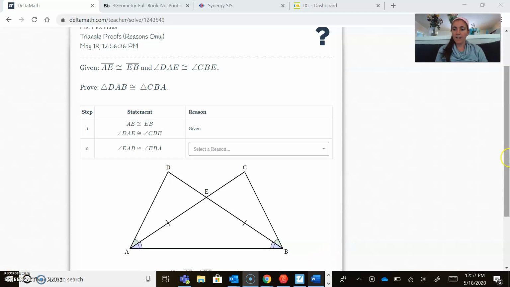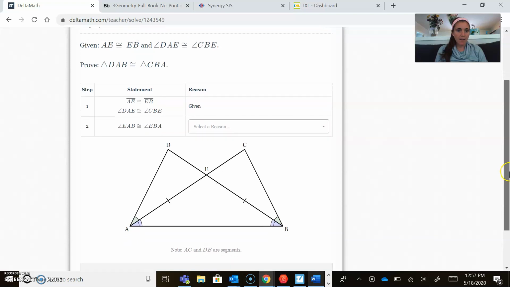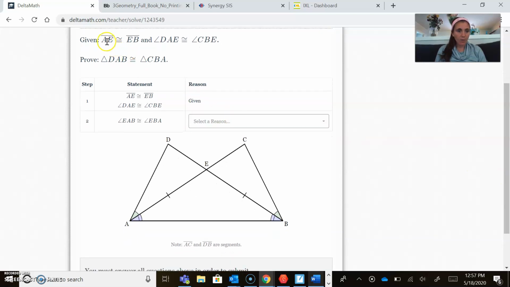All right, we're taking a look at some of the triangle proofs from your Delta Math. Let's see what they gave us. They told us that AE is congruent to EB, so that's these right here. That makes this an isosceles triangle. And then DAE is congruent to CBE. DAE, that's the top green angle. CBE, that's the green angle over here.